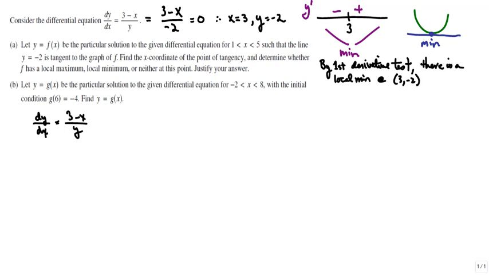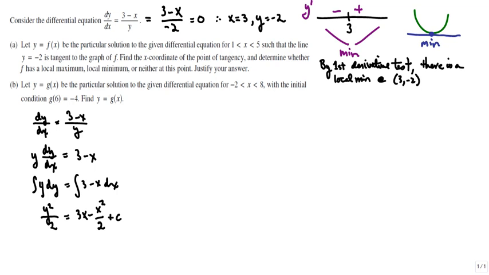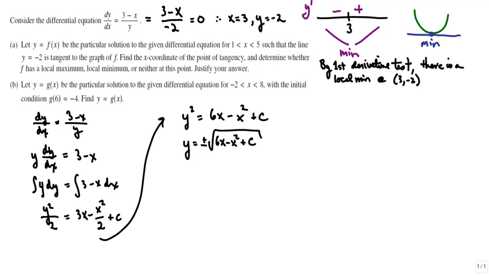So we start with our differential equation. We're going to separate variables and integrate both sides. When we do that, we'll end up with y squared over 2, and on the right side we get 3x minus x squared over 2 plus c. If I multiply through both sides by 2, I end up with y squared as 6x minus x squared plus c. I take the square root of both sides.